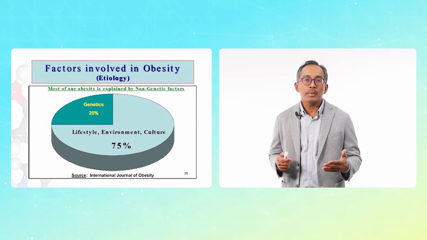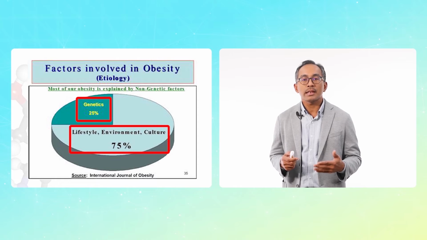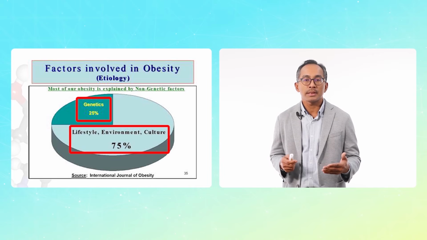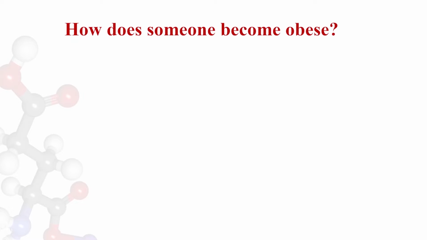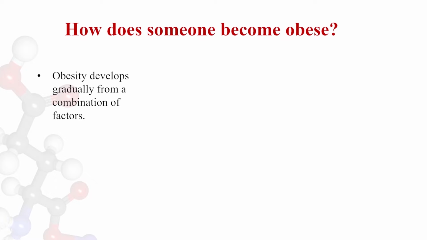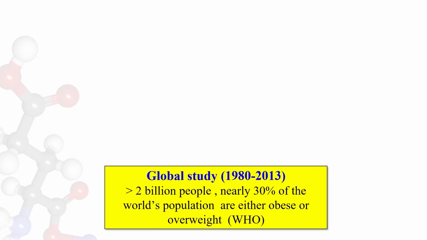Factors involved in obesity: genetics contribute 25%. However, lifestyle, environment, and culture contribute the large percentage, 75%. How does someone get obese? Obesity develops gradually from a combination of factors like lack of education, genetics, not enough exercise, too much alcohol, depression, a high sugar diet, a high carbohydrate diet, or medication.